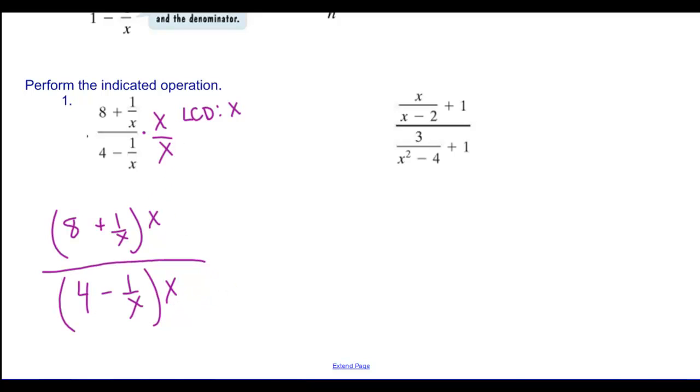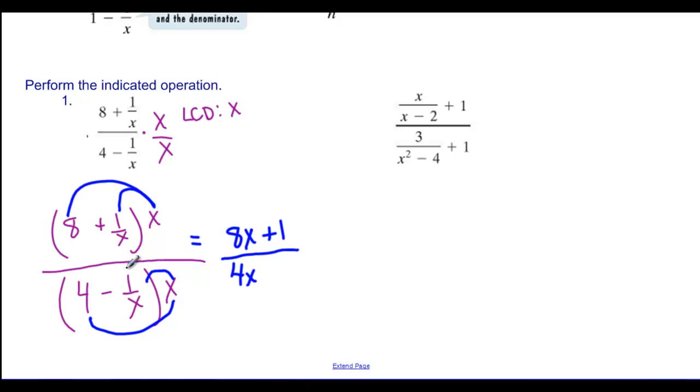So whenever we distribute, we're going to end up with 8x, because the x times the 8, and then when we go here, the x's will cancel and we'll just have plus 1. So we're going to have 8x plus 1 on the top over, and on the bottom we're going to do the same thing. So we're going to distribute this x, so we're going to have 4x, and then whenever we distribute here to the second term, it's going to be minus 1, because again these x's are going to cancel. So we're just going to end up with 8x plus 1 over 4x minus 1. There are no common terms, and there's nothing that we can reduce.